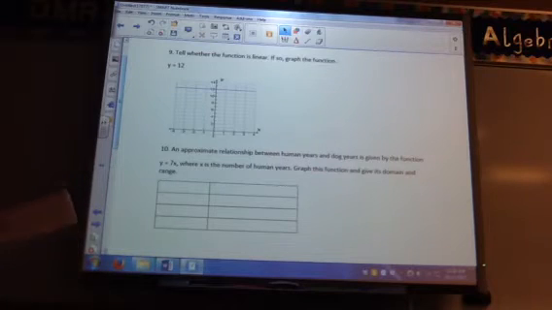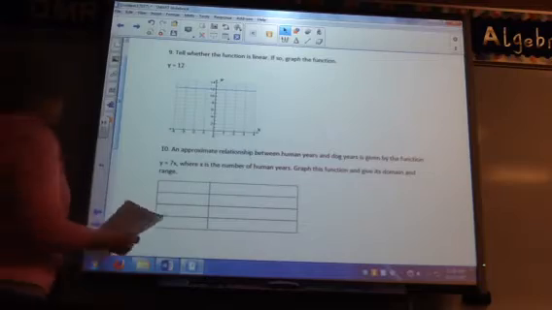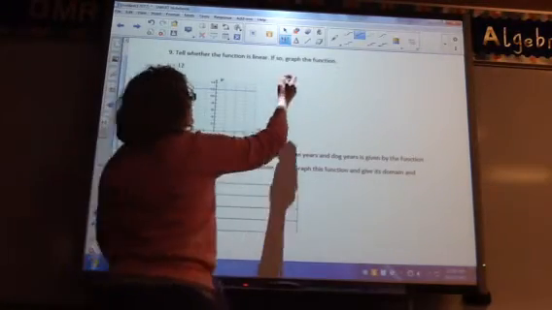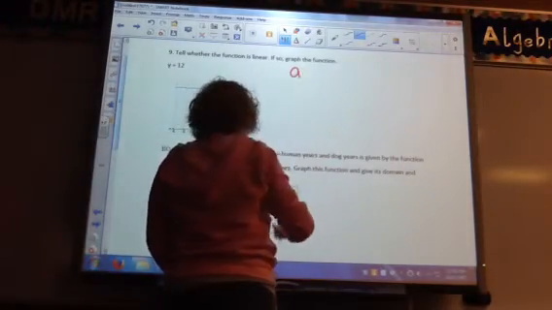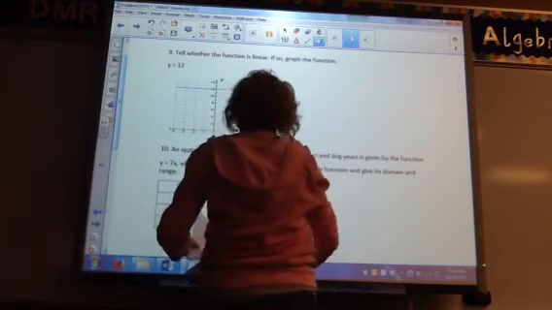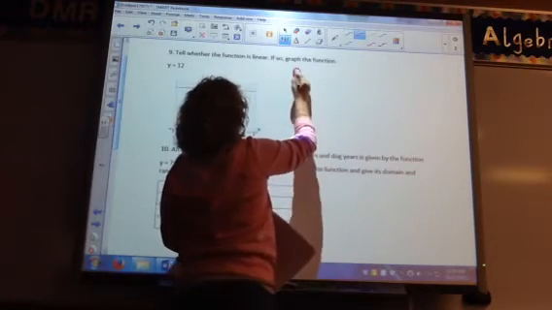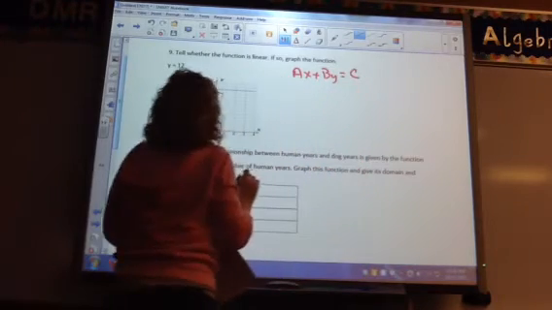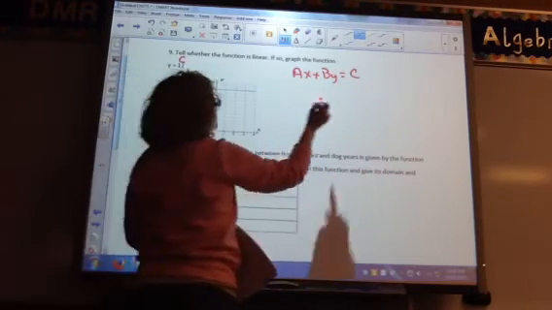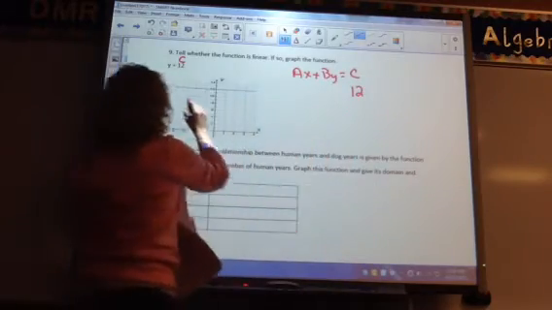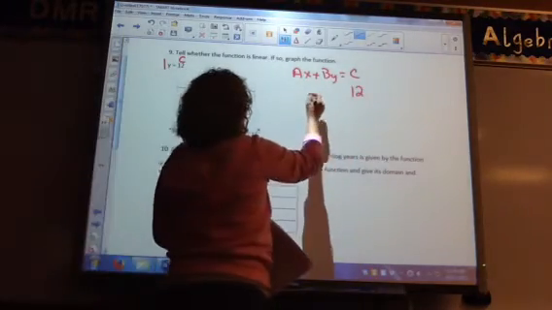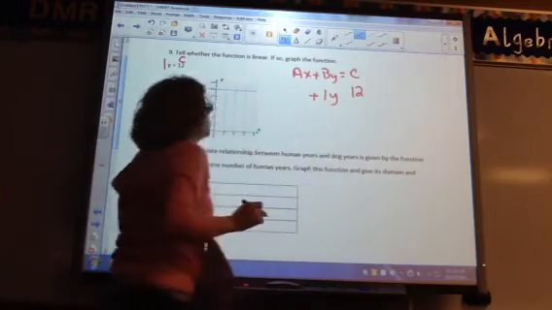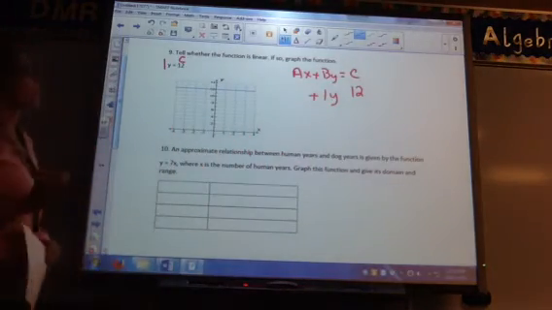Okay, tell whether the function is linear. If so, graph the function. All right, so let's get this in standard form. Standard form is ax plus by equals c. Okay, well c is 12. And 1 goes in front of the y. So b is 1. And then what can we do about the ax?